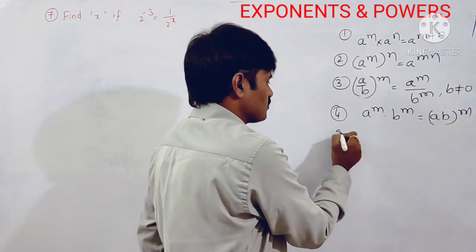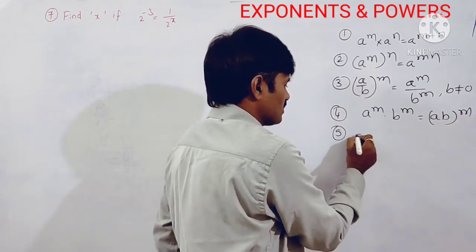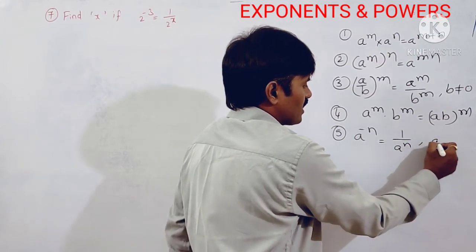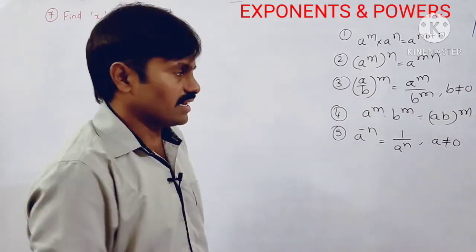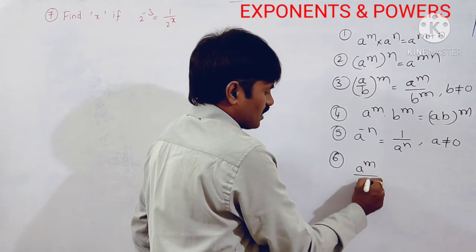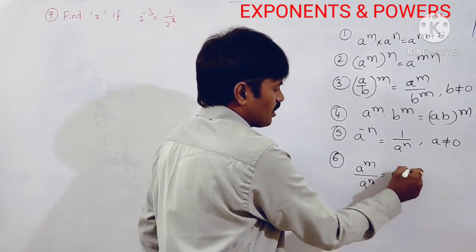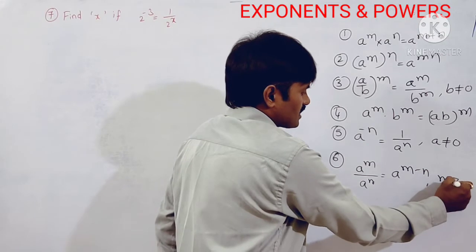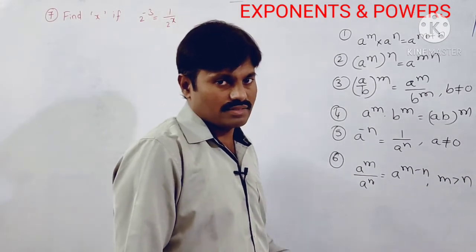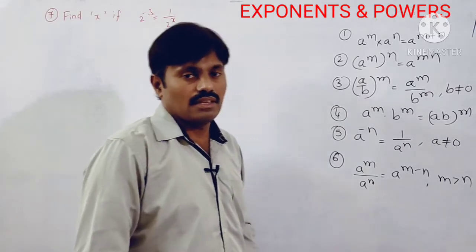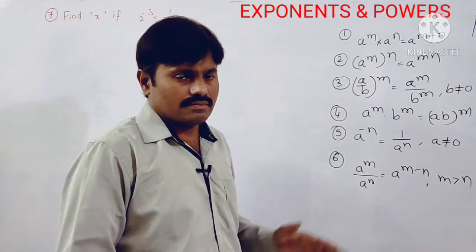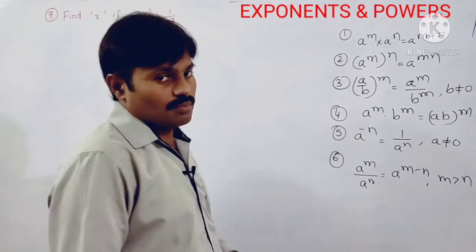So like this we have written a few laws of exponents. a to the power of minus n can be written as 1 by a to the power of n, where a is not equal to 0. Okay, clear. Similarly, a to the power of m by a to the power of n is equal to a to the power of m minus n, where m is greater than n. So if you are perfect with these laws of exponents, it is easier to solve the problems.